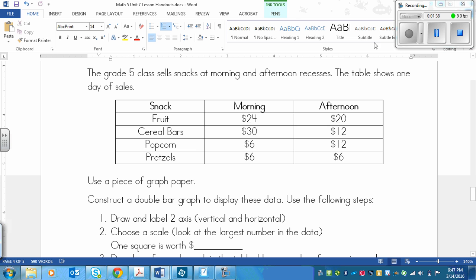Okay, so the question says the grade 5 class sells snacks at morning and afternoon recess. The table shows one day of sale. So we've got each type of snack. We've got fruit, cereal bars, popcorn, and pretzels. And then we've got data for the morning and data for the afternoon. So for fruit, they've sold $24 in the morning and $20 in the afternoon. And so on. So we'll use these numbers. There'll be one color of bars for morning, one color of bars for afternoon.